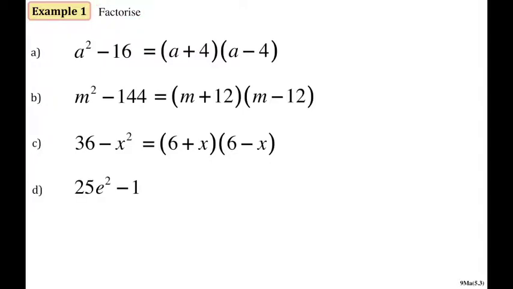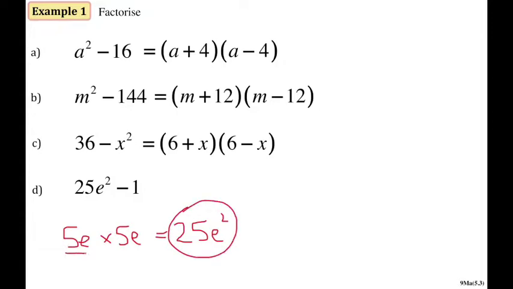Let's try part D. 25e squared, take 1. Let's check. Is it a difference of two squares? Well, it's a difference because there's a minus sign. There are two terms. Are they squares? Let's think about this. The e has a squared above it. Is 25 a perfect square? Yes, because 5 times 5 is 25. And if I think about it, 5e times 5e equals 5 5s are 25e squared. So 25e squared is a perfect square because 5e times 5e gives 25e squared.